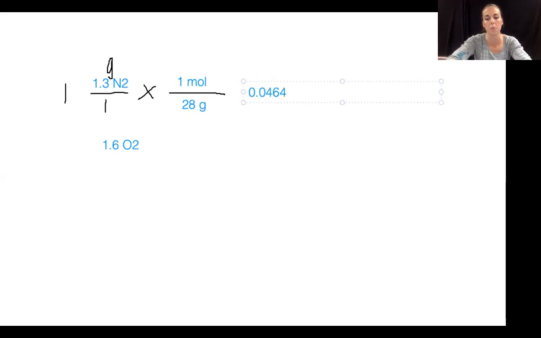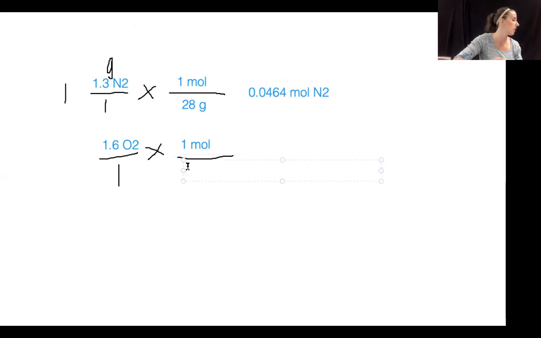0.0464, and that's moles of N2. Okay, next we're going to work on oxygen. So this is going over 1. I need a conversion factor. 1 mole is going to go on top like normal because I'm going to moles, and I need to know how many grams are in 1 mole of oxygen. So I have 16, and there's 2 oxygens, so that's going to be 32 grams. Put it in your calculator, 1.6 divided by 32. You're going to get 0.05 moles of O2.